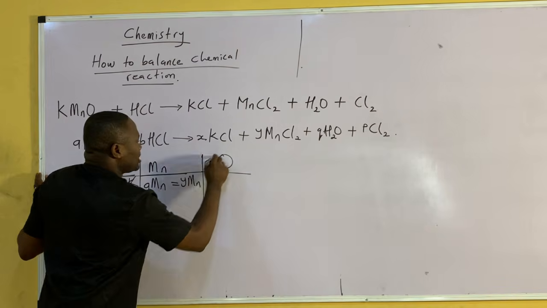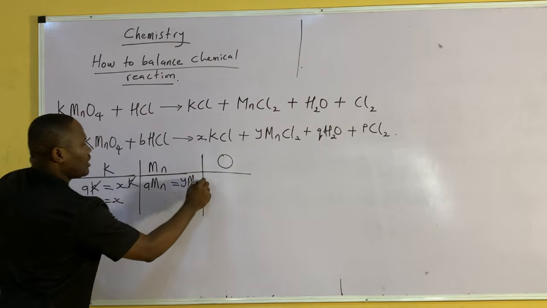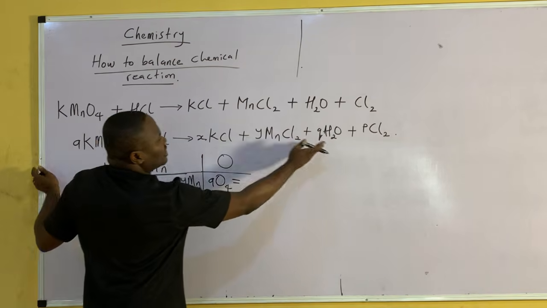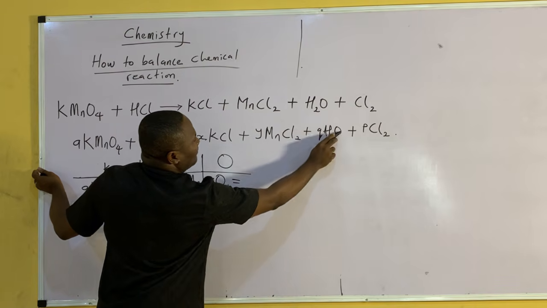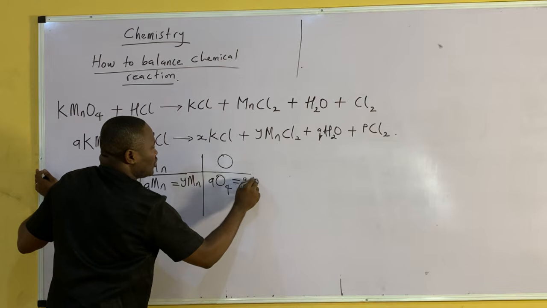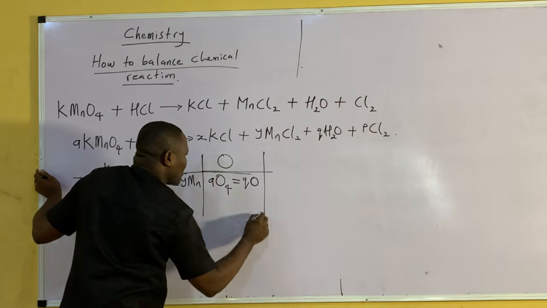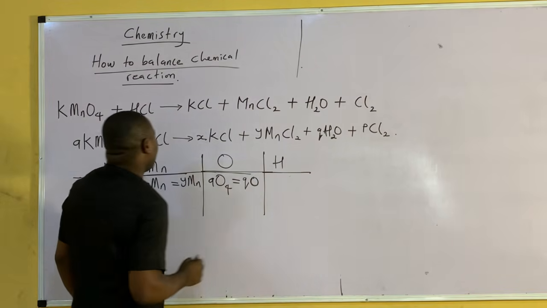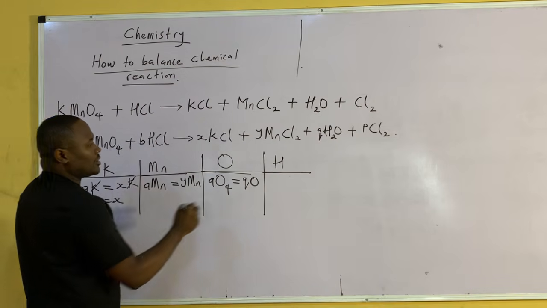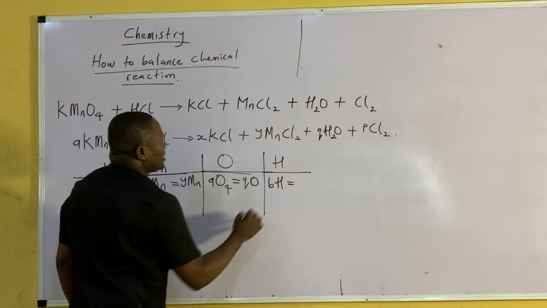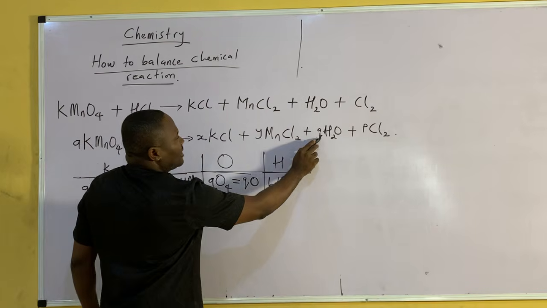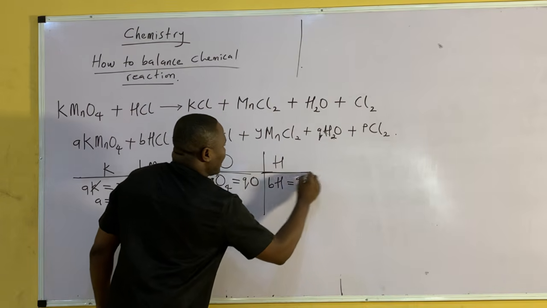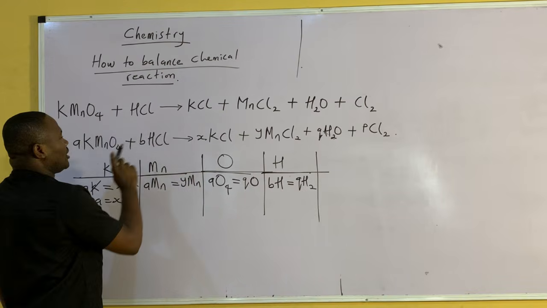So to balance oxygen, I will take AO4. It's now AO4 is equal to, where do I have oxygen here? It is only affected by Q, so it is equal to QO. Now what's the next one? It is H, that's hydrogen. How will I balance hydrogen? B affects hydrogen. So it's BH is equal, where is hydrogen over here? It's affected by Q and by 2. So it's QH2. Then the last element is chlorine.